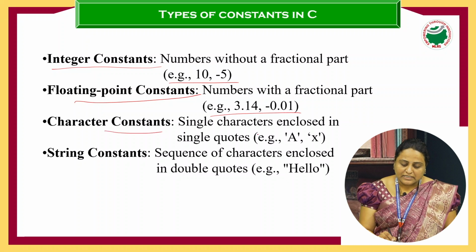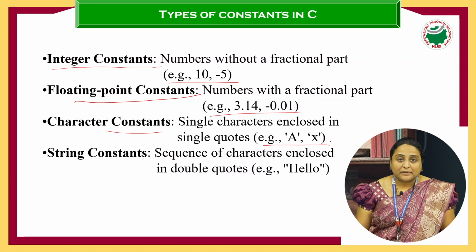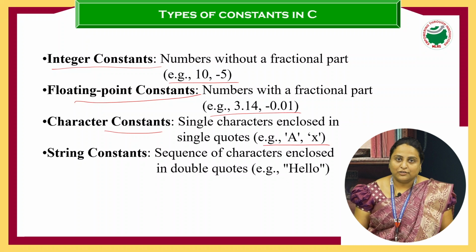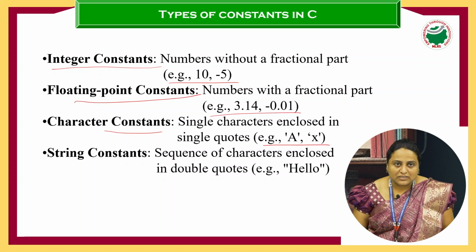Similarly, character constants. As I told you, whenever you are representing a direct alphabetical value, that alphabet cannot be replaced with any other alphabet. Just like A can't be replaced with B or C or D, or X cannot be replaced with Y or Z or P or Q. So all the alphabets are constants, and they should be enclosed in single quotations.